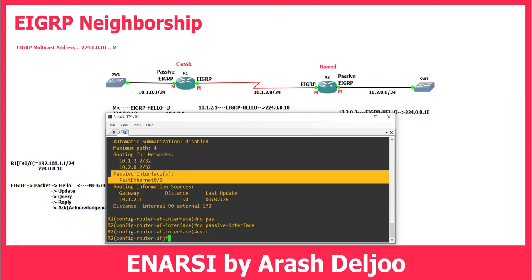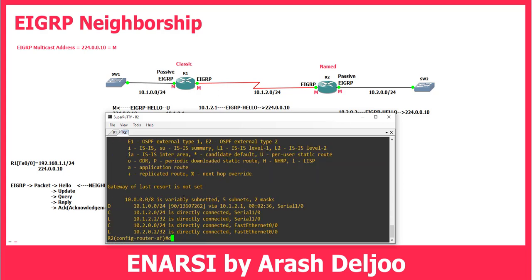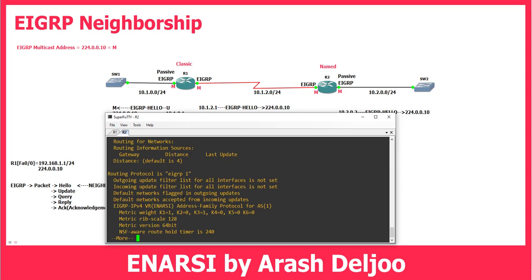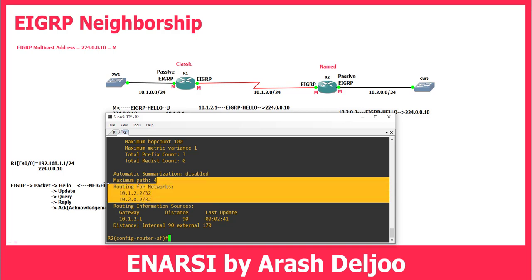Interface. Now we don't have any passive interface. Do show IP protocols. As you can see, now we don't have any passive interface.